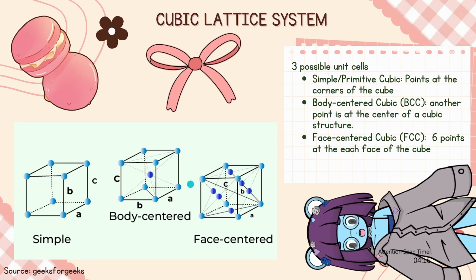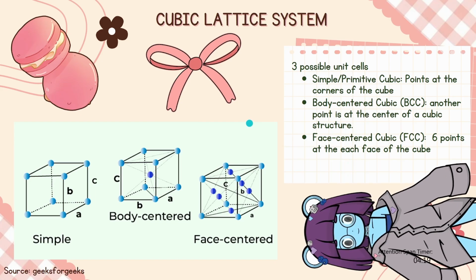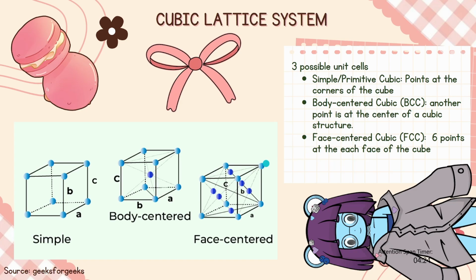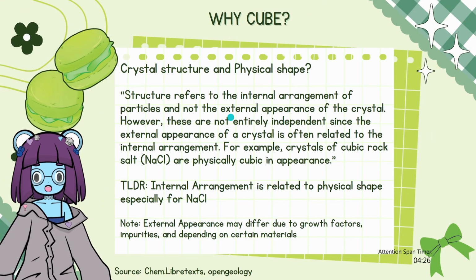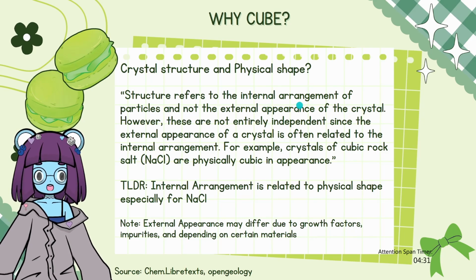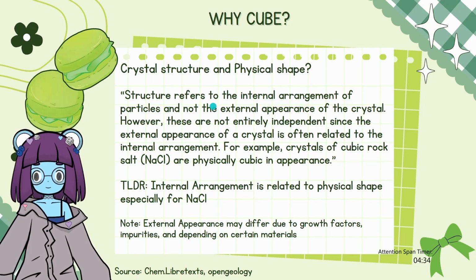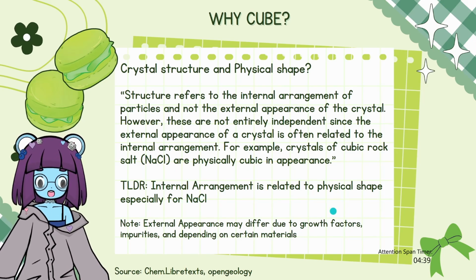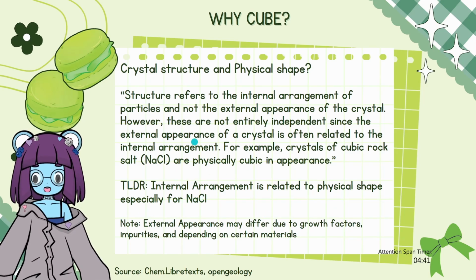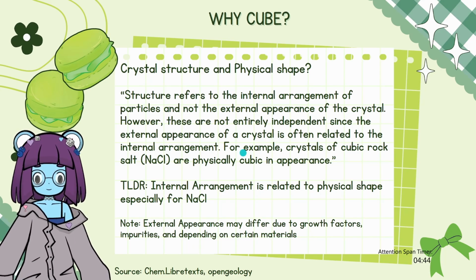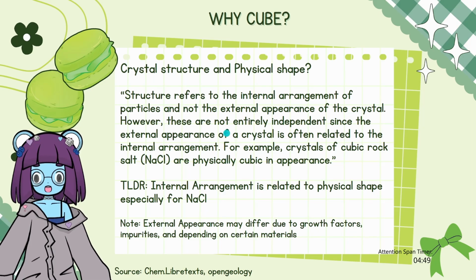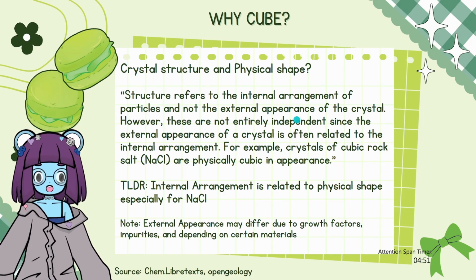So even though all the cubic unit cells are part of the cubic lattice system, these unit cells have different placements of lattice points where it represents the lattice. Why cube? And what does this have to do with physical shape? Well, it's because the crystal structure is represented by the unit cell and the lattice points, which are heavily related to the physical shape, although this does not always reflect the physical shape due to growth factors, impurities, and various other reasons because real life is never perfect. In the case of NaCl, pure NaCl has a cubic crystal structure and in turn a cubic appearance.